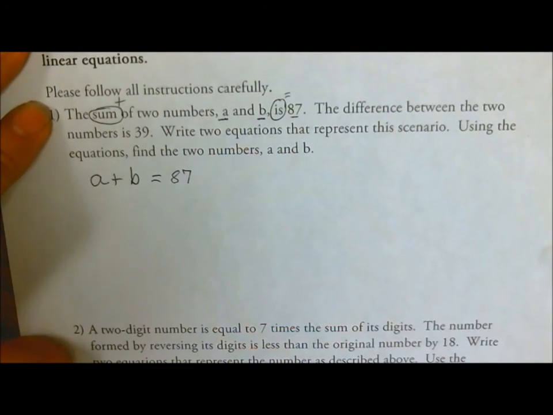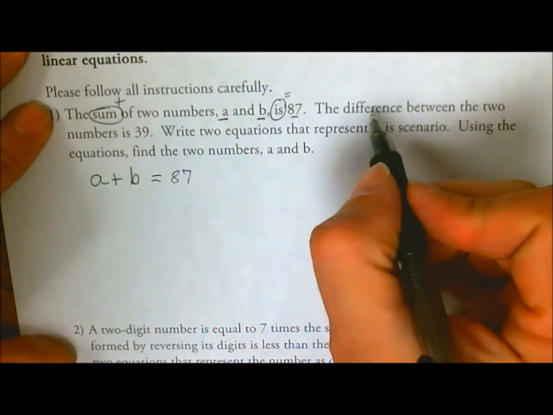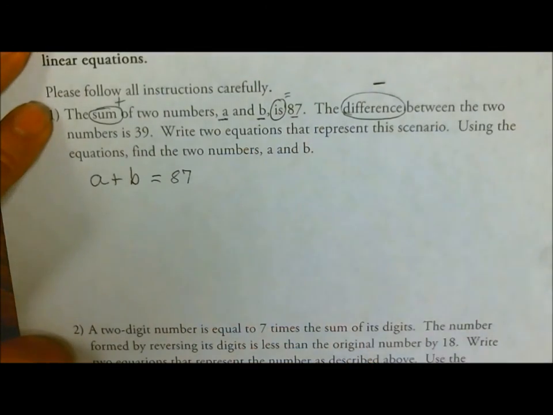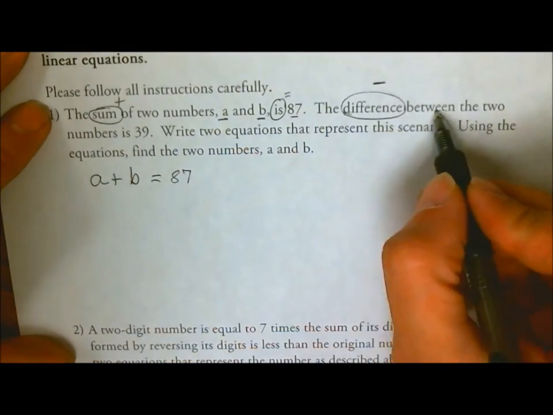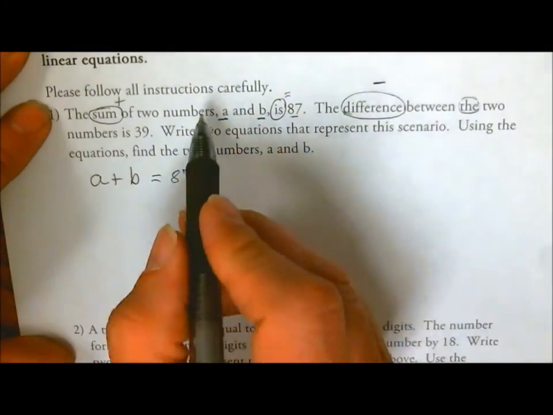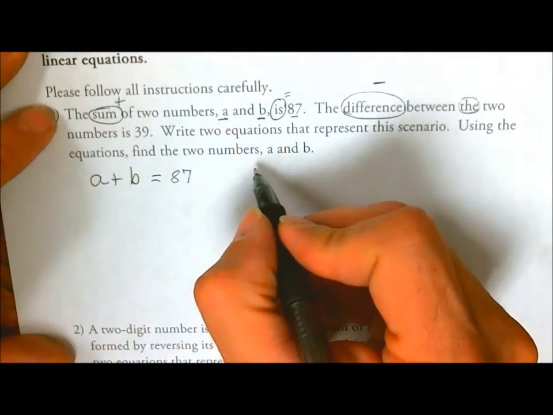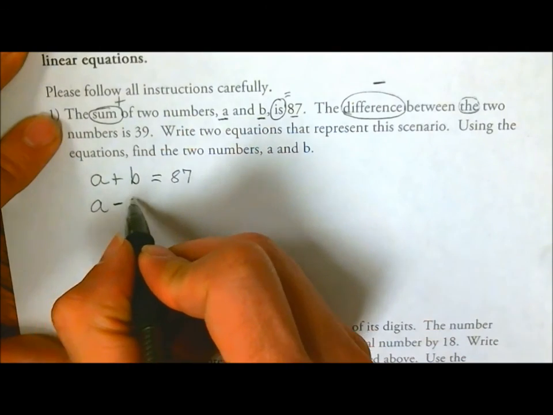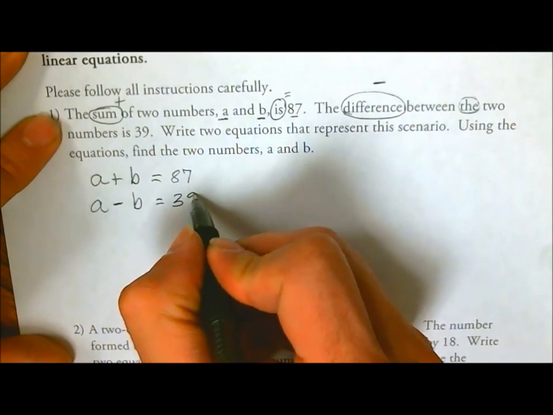The difference between two numbers is 39. Well, what does difference mean? Well, difference means subtraction. What's the difference between two numbers? We're not talking about the language arts definition of difference, like, Gary looks different than Linda. There's not a number we can put on that. The difference for this is literally a subtraction problem. The difference between the two numbers, meaning the same two numbers we're talking about, is 39. So that would mean that a minus b is equal to 39.